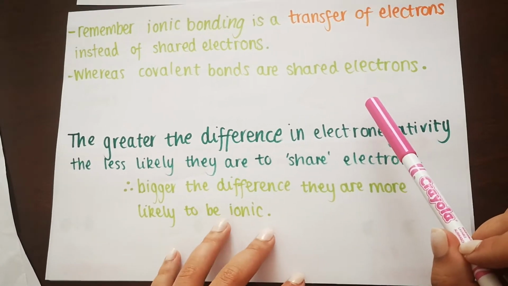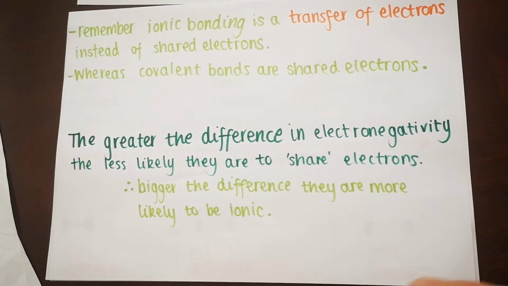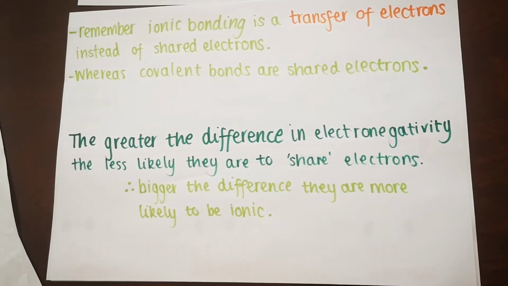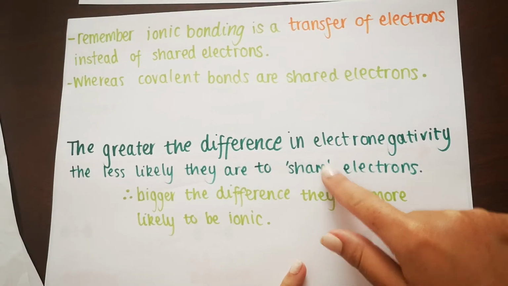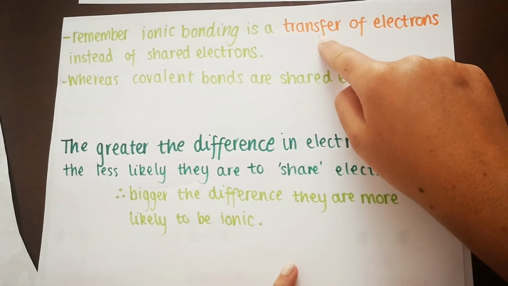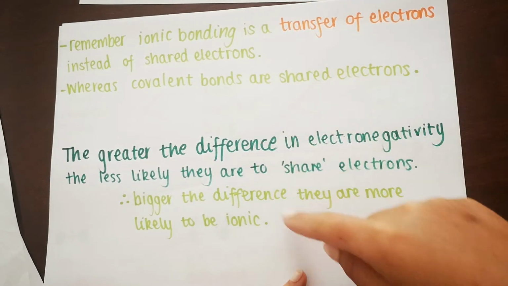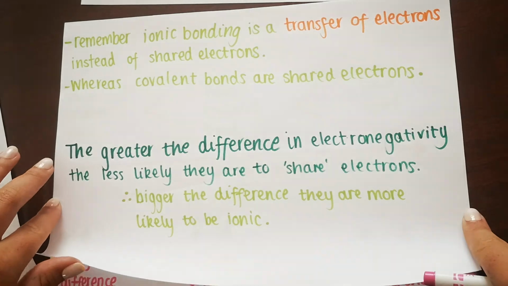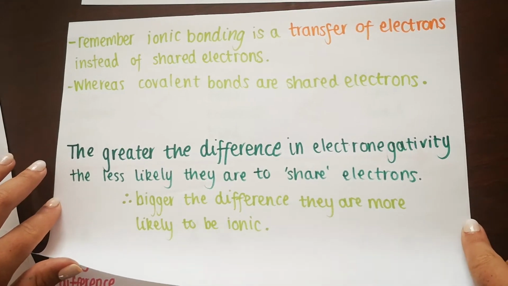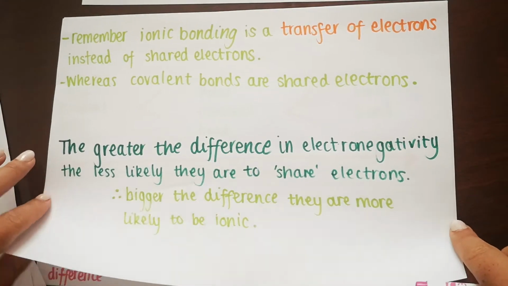The greater the difference in electronegativity, the less likely they are to share electrons. So instead of sharing, they're going to transfer. The bigger the difference in electronegativity, the more likely an ionic bond is going to be formed.